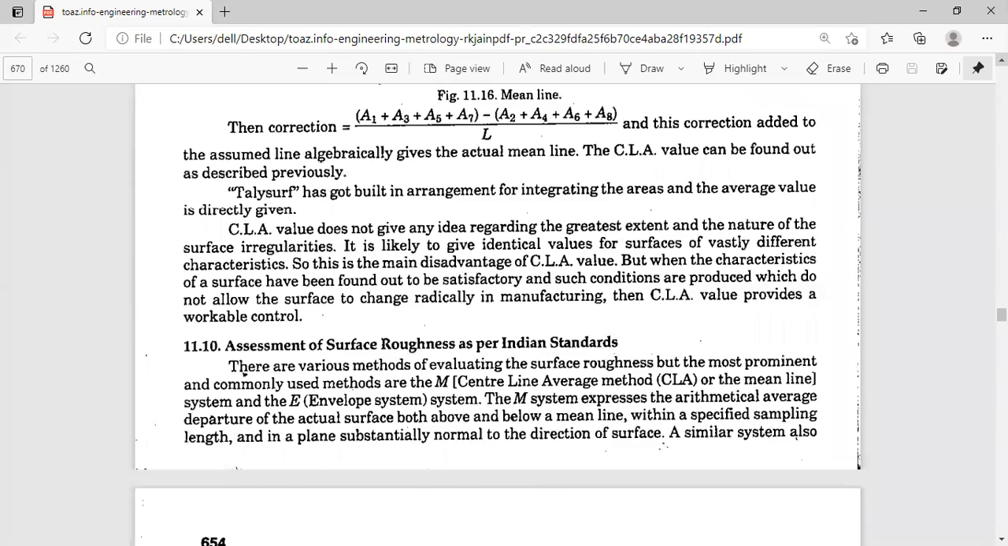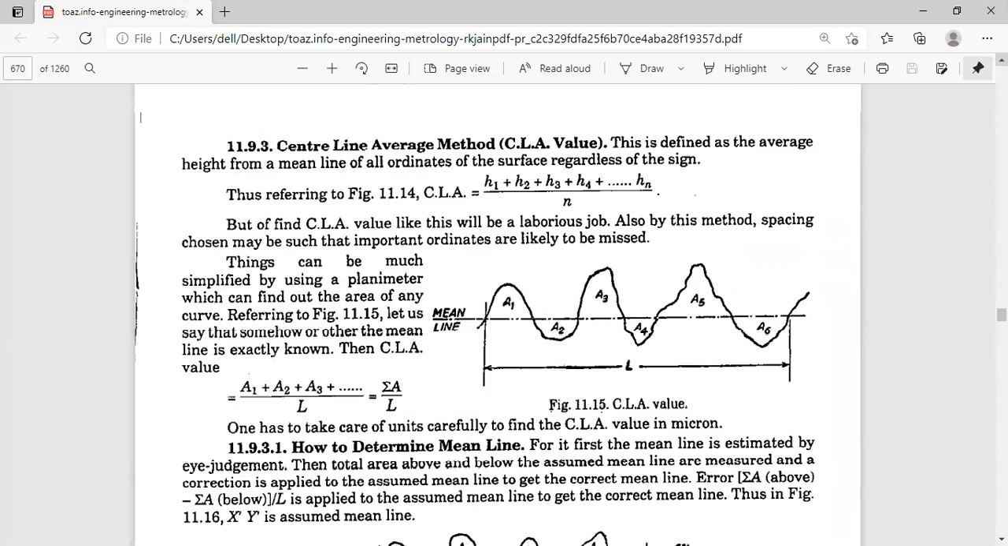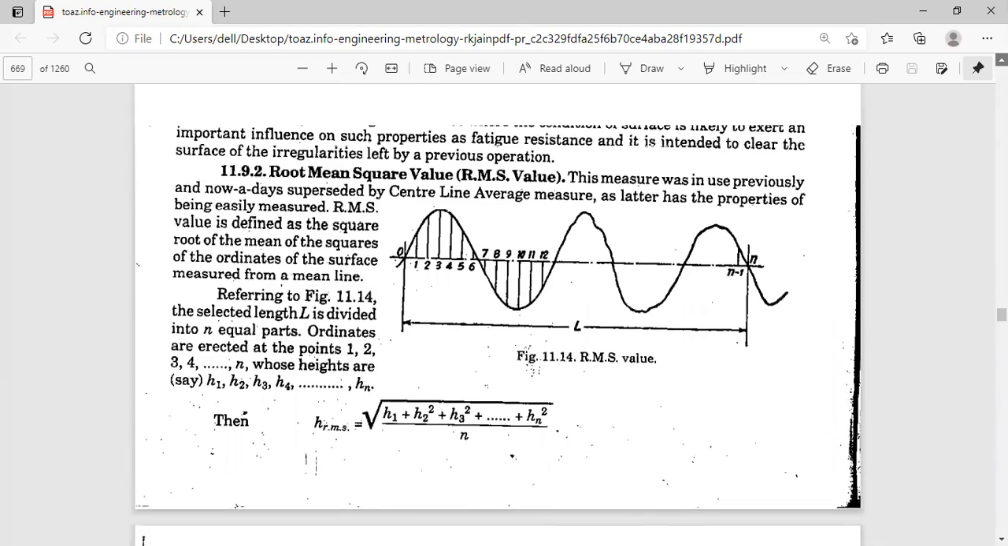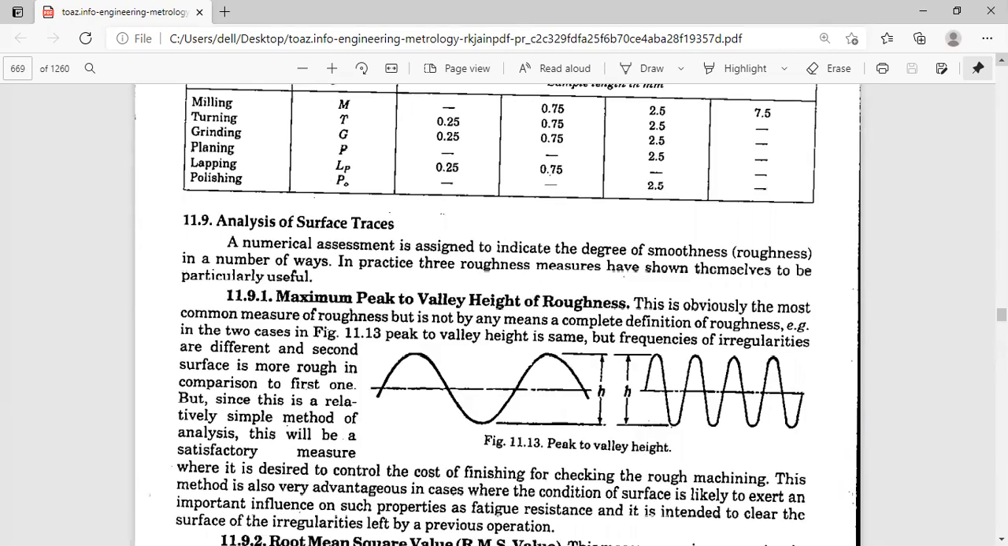This is topic 11.9, analysis of surface traces. The maximum peak to valley height we have already seen. This is the roughness height, and this is the most common method used for measurement of surface roughness, by the roughness index, the Ra. But it's not a complete definition of roughness, because we have seen two cases, the first case and the second case. The peak to valley height is the same.